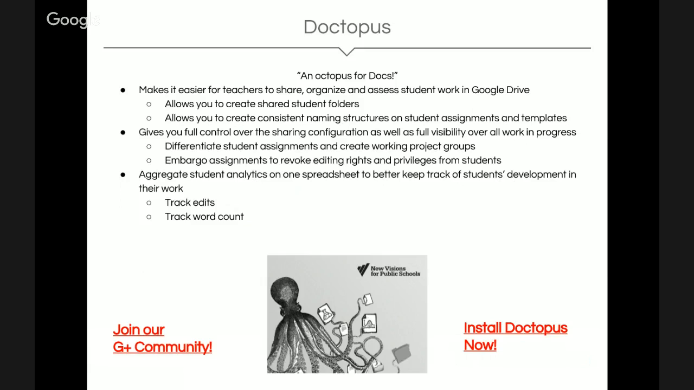As you are doing this, you're also able to differentiate your student assignments and create working project groups. If you have ever used Google Classroom, you're able to send out an assignment template to all of your students, but using Doctopus, you're able to actually differentiate those templates and send different assignments based on a student's level, especially if you have a student population in an IEP program, or if you have ELs in your classroom. You're able to send out differentiated work based on where that student lives and what that student needs in your classroom.